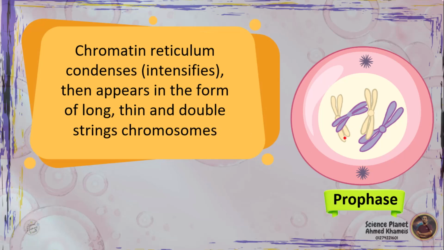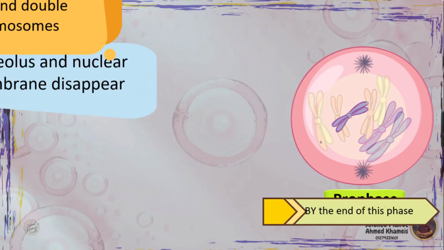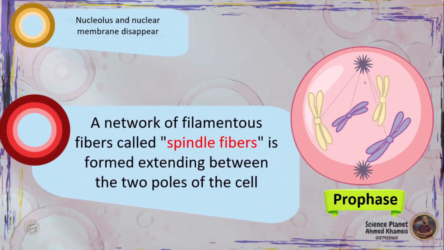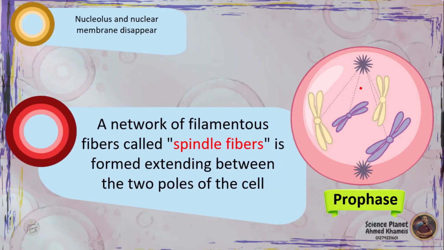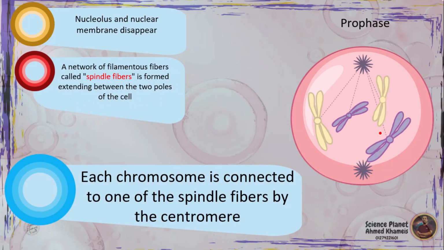As you see in the prophase, the chromatin reticulum or the DNA condenses, and then the chromosomes appear. And by the end of the prophase, as you see, the nucleus, or the nuclear envelope, has disappeared. Thread-like fibers appear, called spindle fibers. And then each chromosome is connected to the spindle fibers by the centromere.